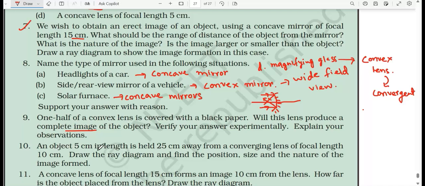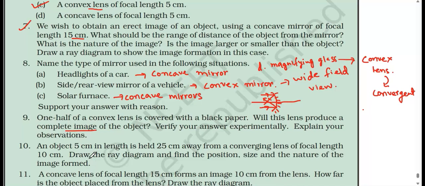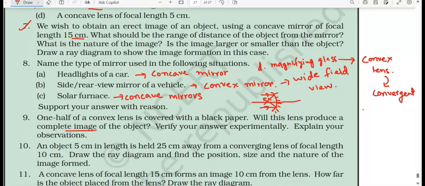An object 5 centimeter in length is held 25 centimeter away from a converging lens of focal length 10 centimeter. So all the data are given to us. Let us do the ray diagram. We need space for that. So what is given to us? The object distance is given to us. How much is the object distance? Minus 25 centimeter.